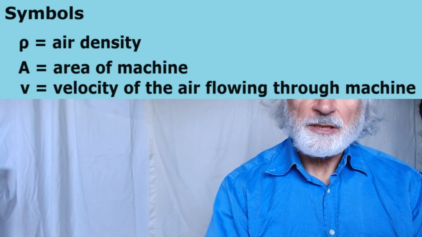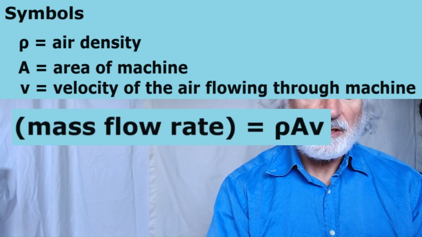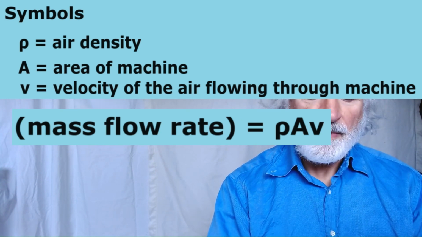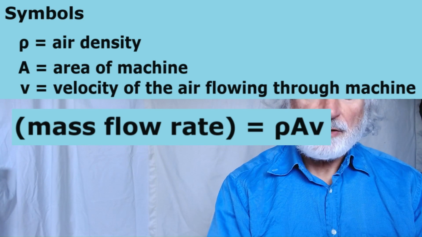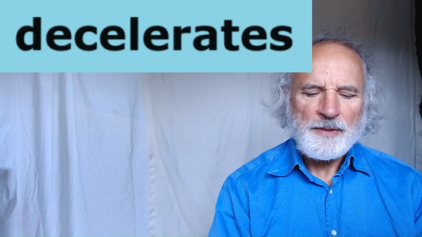The mass flow rate through a wind power machine is equal to the air density multiplied by the area of the machine multiplied by the velocity of the air flowing through the machine. The machine captures wind energy by changing the velocity of the air mass that flows through it. On the upwind side, a wind-powered machine applies a force that decelerates the incoming air mass.